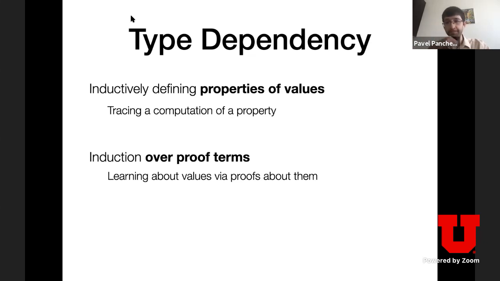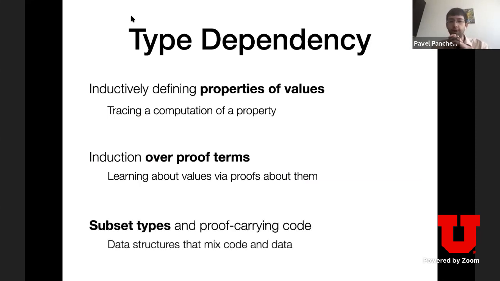So we'll talk about how assumptions, which are these inductively defined properties, allow us to learn something about the values they are about. And then finally, we'll finish up the series by specifically talking about this idea of proof carrying code, about code that incorporates both values and proofs about those values. We'll talk about subset types and data structures that mix different pieces of code and data, but also proofs and properties. So that's what we want to do today.